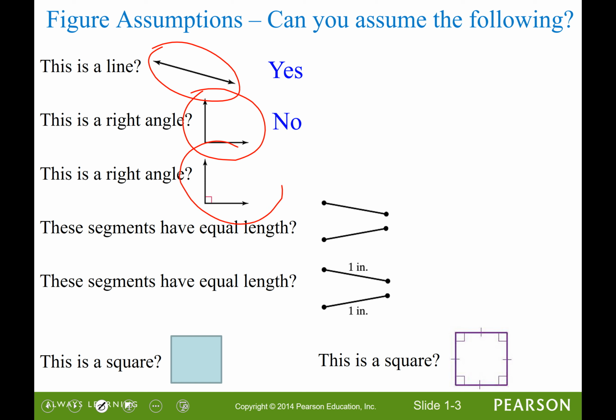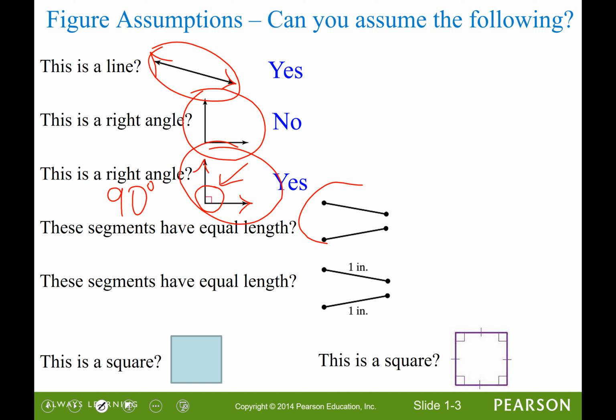Look at the third figure though. Can you assume that that is a right angle? And for that one, the answer is yes. So notice the two arrows that make the line. Notice the two arrows that make up the right angle, but more importantly is this symbol right there. That is geometric code for 90-degree angle or right angle.